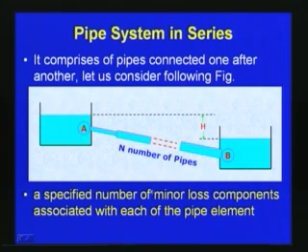With respect to each pipe which is connected, there will be major losses, and also there will be minor loss components associated with each of the pipe elements. Now we will discuss in detail what kind of problems arise with pipe systems in series, and how to solve them. We have seen that we have to consider the minor loss and also the major loss.